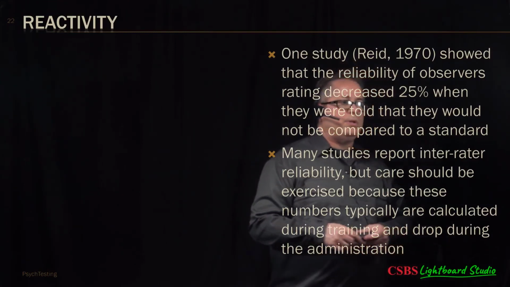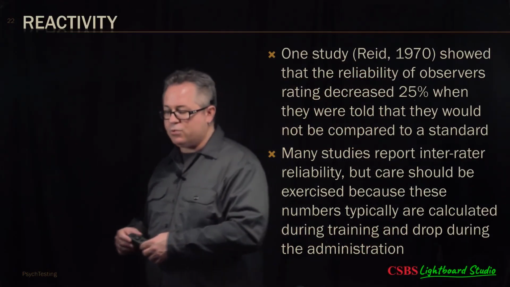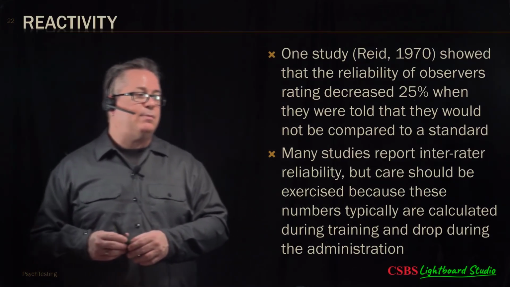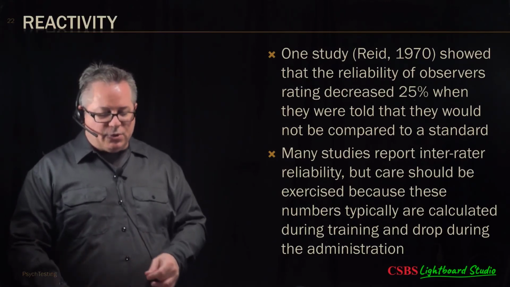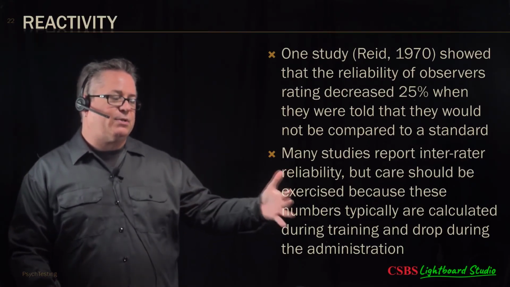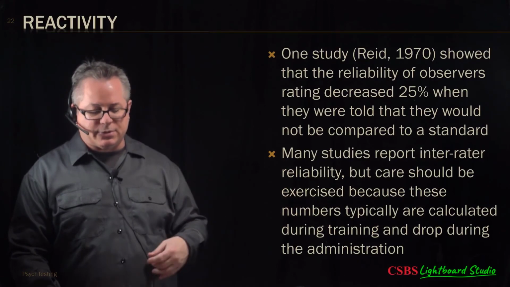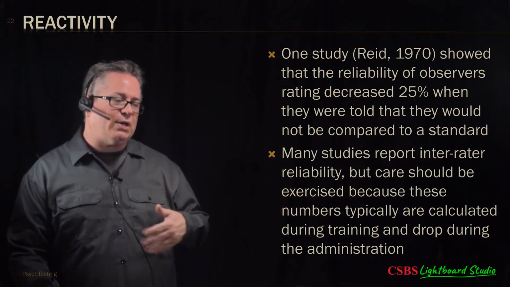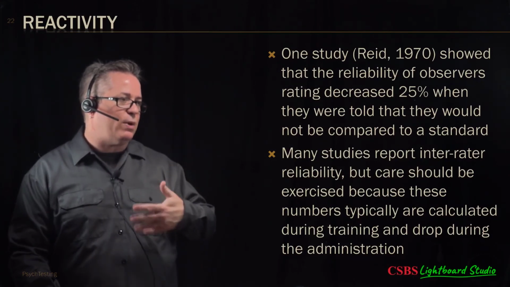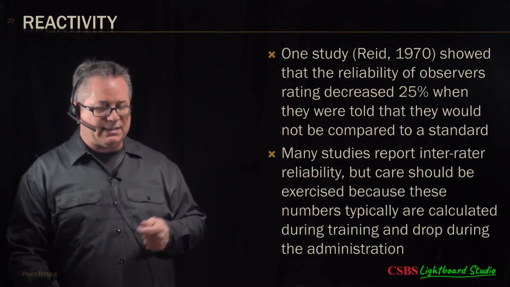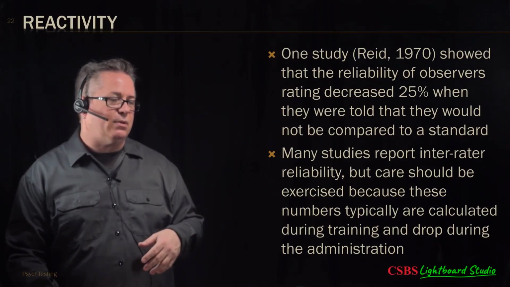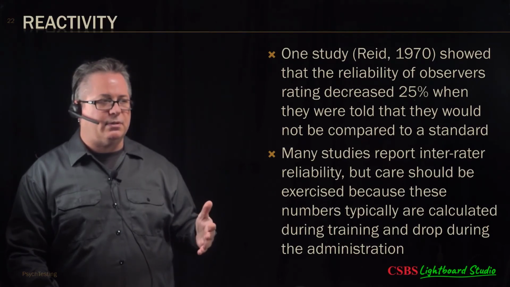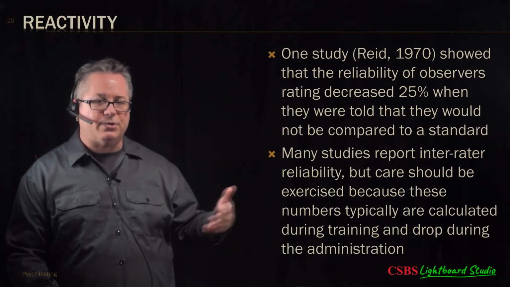One study showed that the reliability of observers' ratings decreased 25% when they were told that they would not be compared to a standard. So knowing there wasn't a standard they were going to be compared to, they didn't do as good a job. They weren't motivated. There was a change in their reactivity. They changed the way they assessed the behaviors because they knew there wasn't going to be a negative outcome, since they weren't going to be checked against a standard.